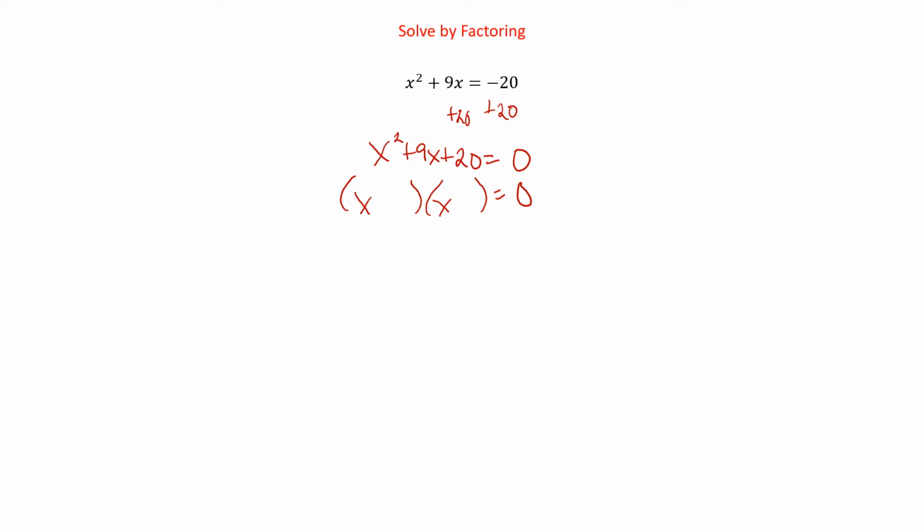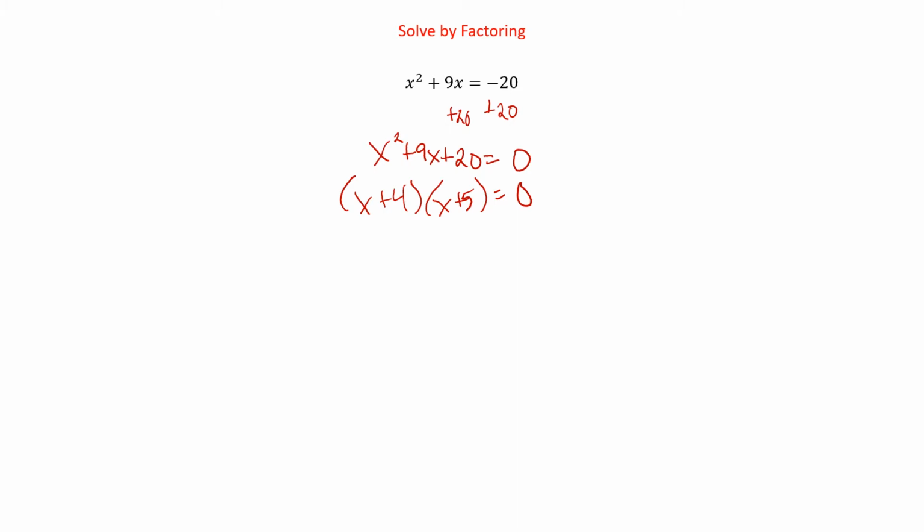What times what equals 20? Well, there's 20 times 1. That's not going to add up to give us 9. We have 2 times 10. That adds up to give us 12. That's closer. 4 times 5. 4 times 5 adds up to get us 9. So we have plus 4 and plus 5. If you need to refresh your factoring, that was back in chapter 7. So we have x plus 4 times x plus 5 equals 0.